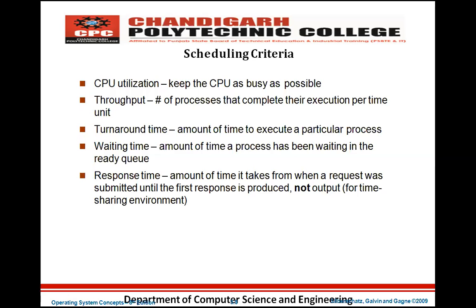Next is waiting time. Waiting time is the amount of time the process has been waiting in the ready queue. The process has to be in the ready queue waiting for the CPU, because in the CPU some other process is going on. This time is known as waiting time, and everyone wants waiting time to be minimum. We want to optimize these criteria, and waiting time must be minimum. So what is the optimization criterion here? We want to minimize the waiting.